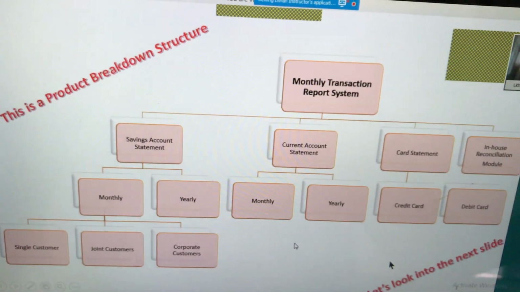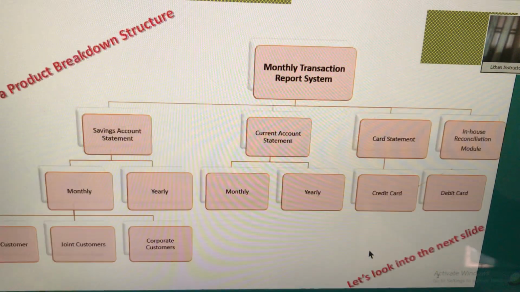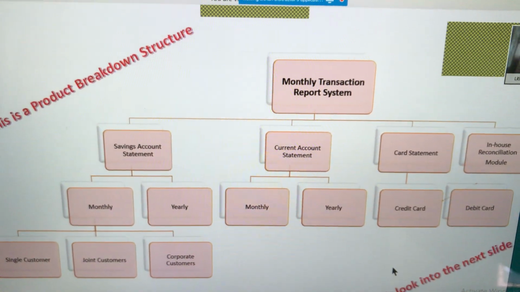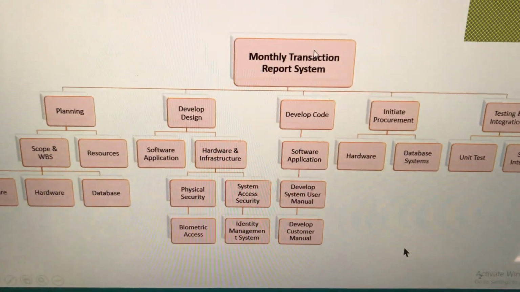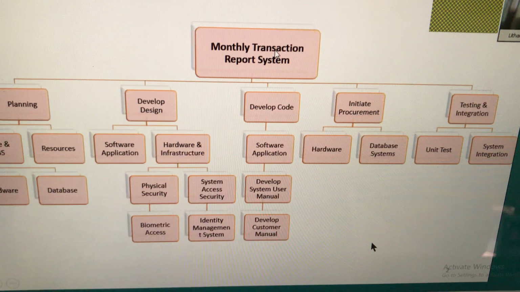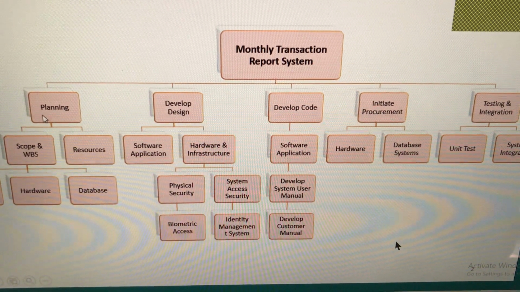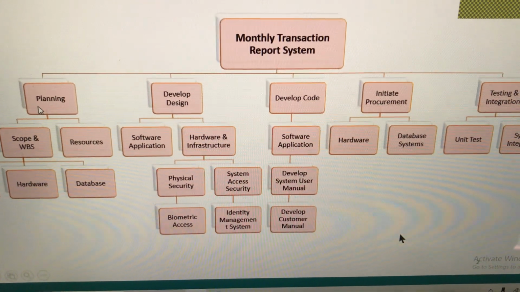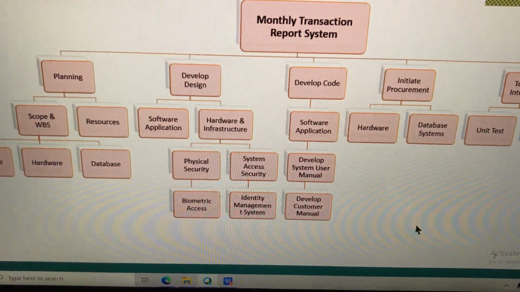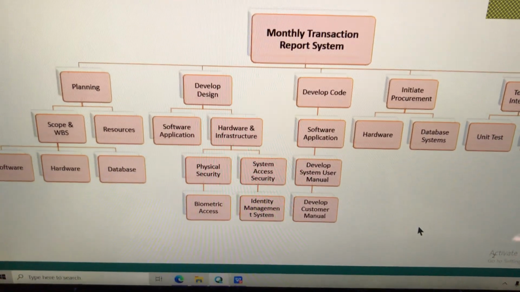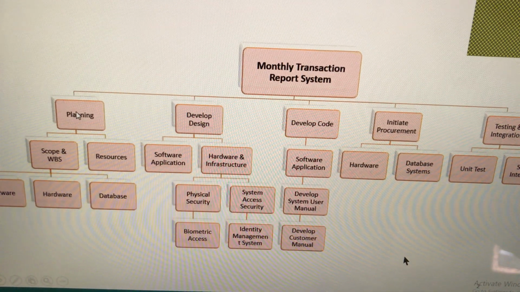Now let's look into the next slide. The same monthly transaction reporting system. We are getting a different dimension, right? We are breaking down again, but in a different style. Planning. What does planning mean? You know it's an action item, right? You have to do planning, scope planning, schedule planning, cost management planning, etc. So it tells you that you have to do some work.